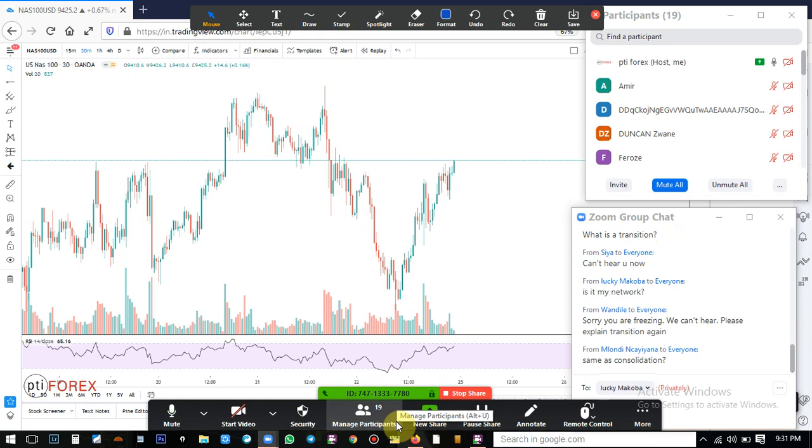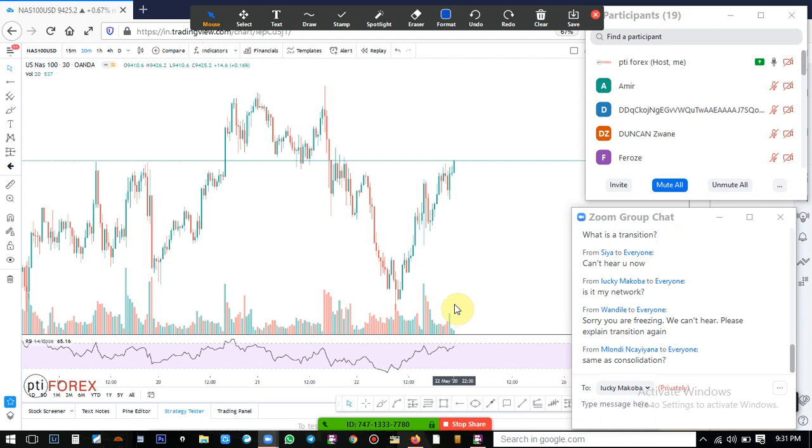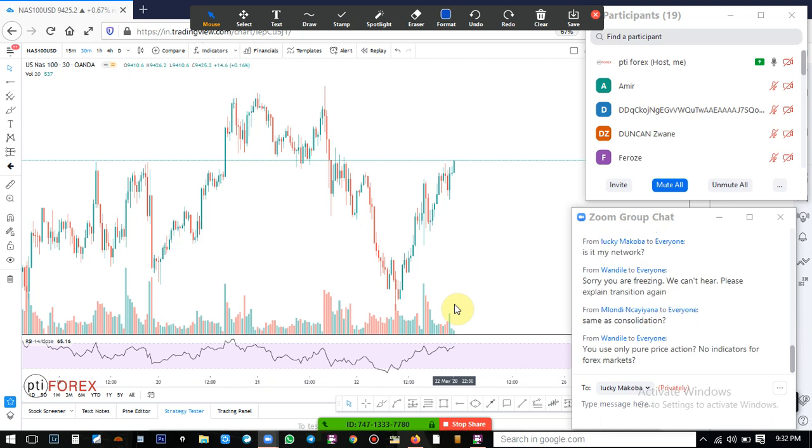So yeah, if I have time tomorrow, I will try to post some of these signals that we spoke about today when they've played out, and when the time is right to enter them, and also other signals. So I will try, if I have time in the morning, just to analyze all the pairs that I have. You use only pure price action, no indicators for the forex market?